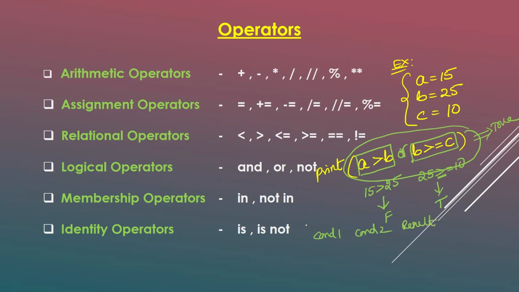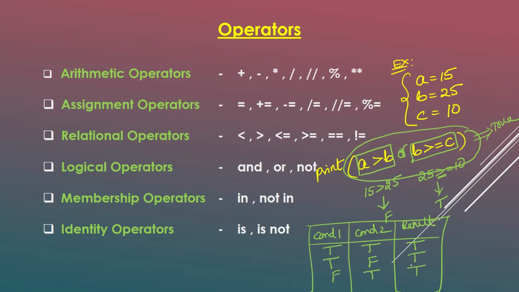Based on the conditions, we are going to get our result. When two conditions are true, the result will be true. If any one condition is true also, the result will be true. If the first condition is true and the second condition is false, true only. If the first condition is false and the second condition is true, the result will be true. It returns false only if all conditions are false. That is the OR operator.